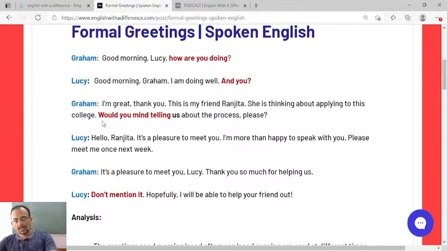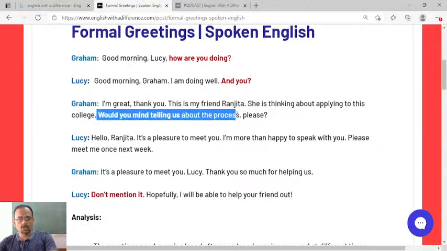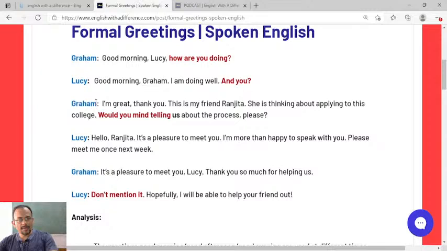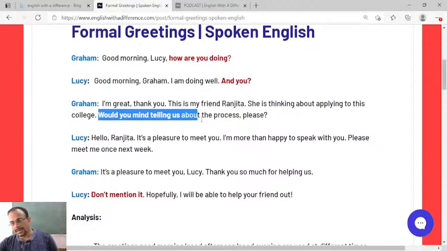Then you see, here is written, would you mind telling us about the process, please? So it's a conversation between Graham and Lucy. Graham has come with his friend Ranjita, who wants to apply for admission in a college, and Lucy is the admission in-charge in the college. So therefore Graham wants Ranjita to get the detailed information from Lucy. Now Graham is seen introducing Ranjita to Lucy. That is why Graham says, this is my friend Ranjita. She is thinking about applying to this college. Would you mind telling us about the process, please?